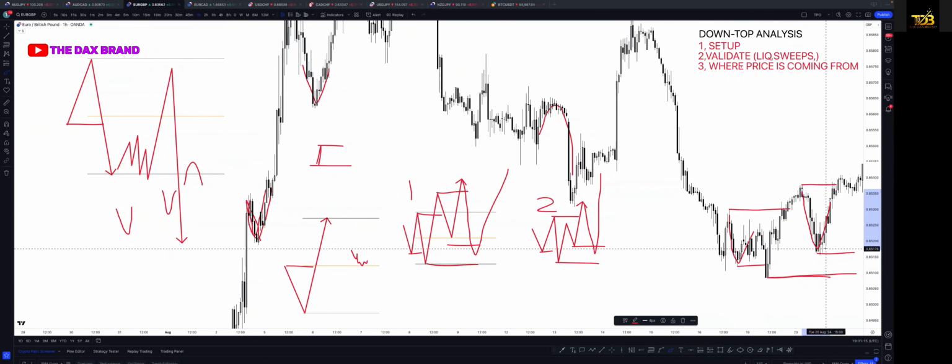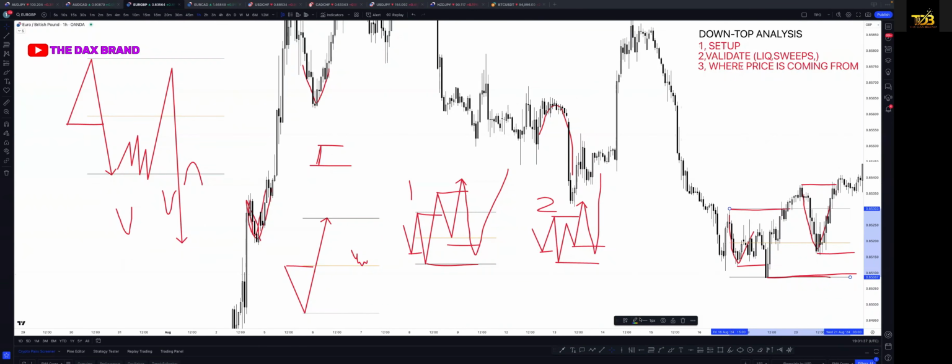Now the next thing is to validate the structural liquidity. That's the first way to validate it. The second way now is to use the Fibonacci tool. Now I take the Fibonacci tool from this low, from the break of structure to the low. Now you can see that this structural liquidity is below the 50%.